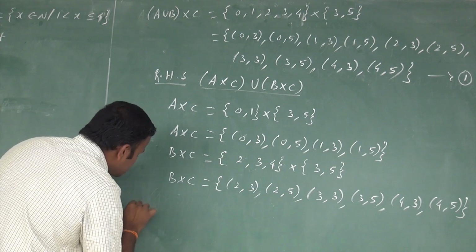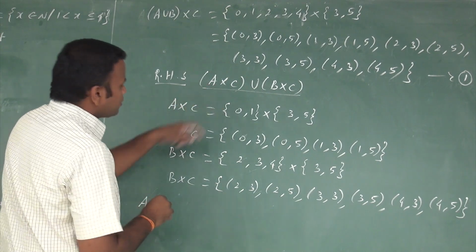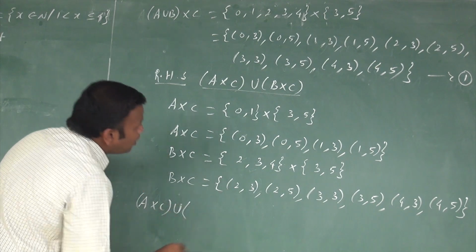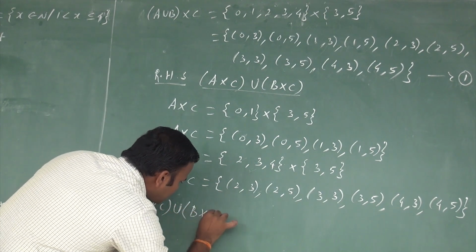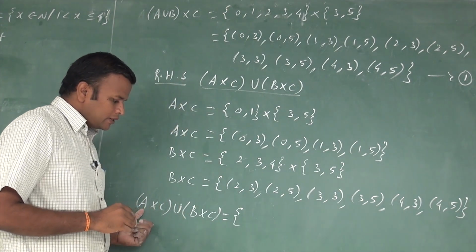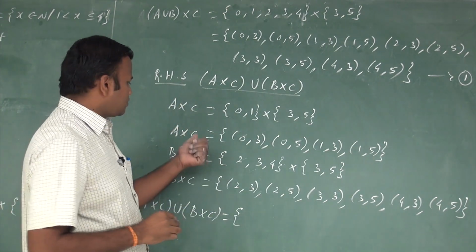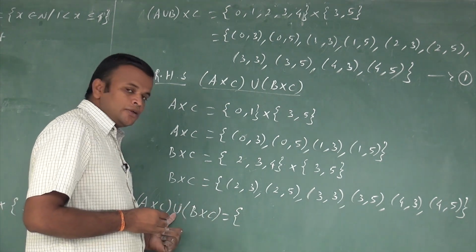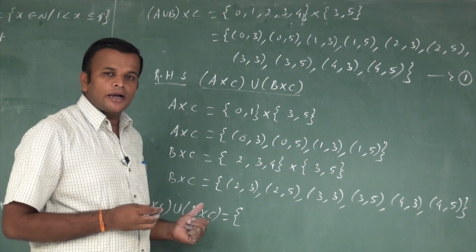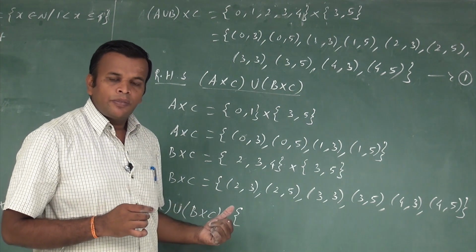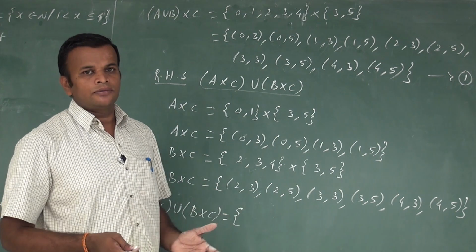Now we write A cross C union B cross C. Okay, now we combine A cross C and B cross C. This is the value of A cross C and this is the value of B cross C. Union means the element occurs in either the first set or the second set, but repetition is not allowed.